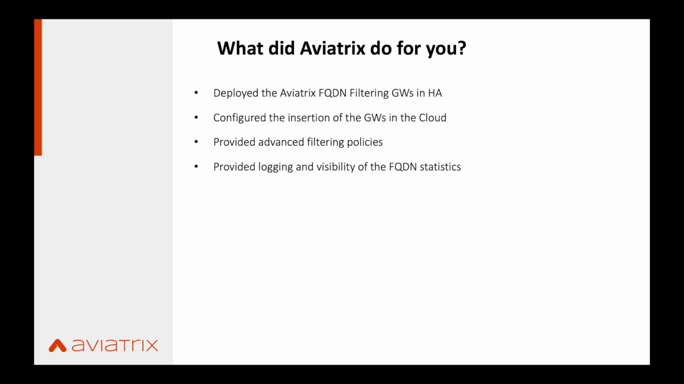So what did the Aviatrix multi-cloud networking platform do for us today? Well, it deployed the Aviatrix FQDN filtering gateways in a HA mode, high availability mode. It handled the configuration and the insertion of the gateways in the cloud. So the route tables and the subnets that needed to be inspected by the gateway were configured with routes to push the traffic through the Aviatrix gateways. It also provided advanced filtering policies. I showed you an example or a couple examples of that. Those are called tags. And lastly, it provided logging and visibility of the FQDN statistics. Anybody can pick up this solution and deploy it in minutes. It's incredibly easy, intuitive, and super powerful.